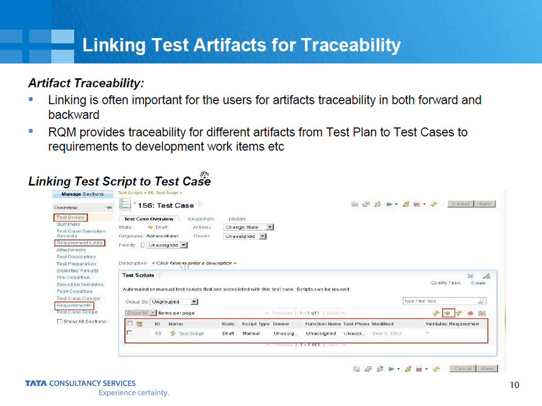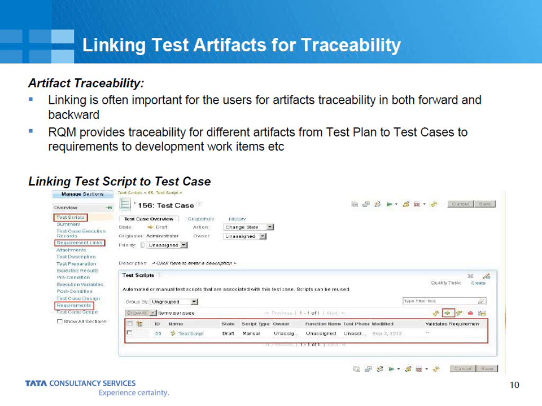And the linking, as you are aware as a tester, traceability is very important, of course, for both forward and backward traceability. RQM provides traceability for different artifacts, from test plan to test cases, test cases to requirements, and requirements to development work items.